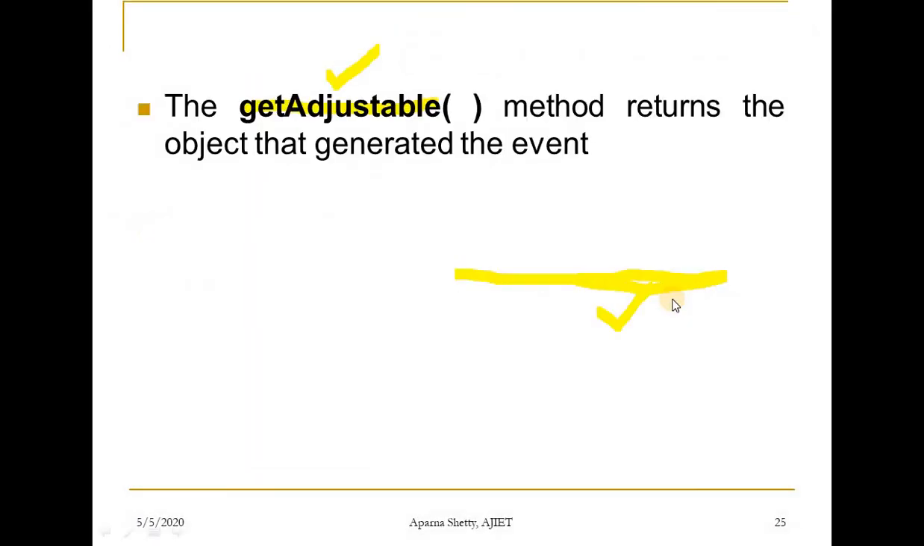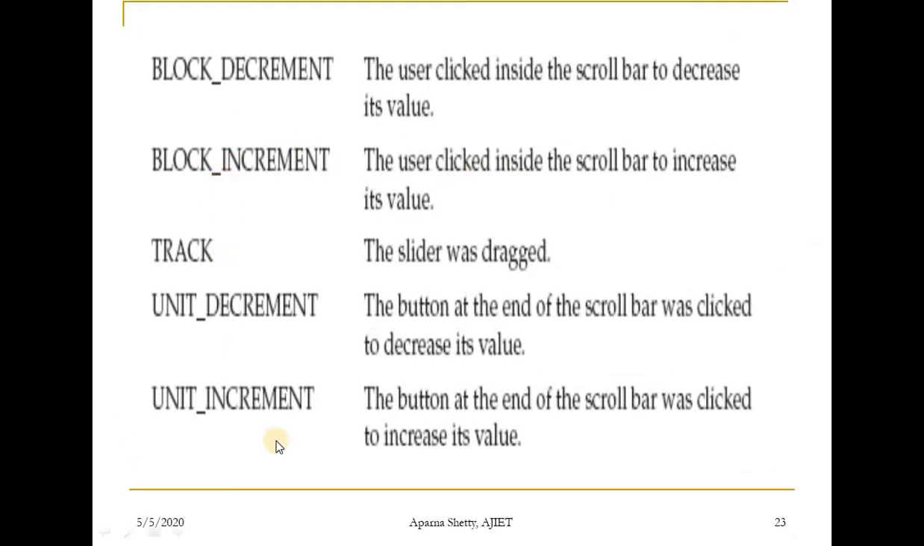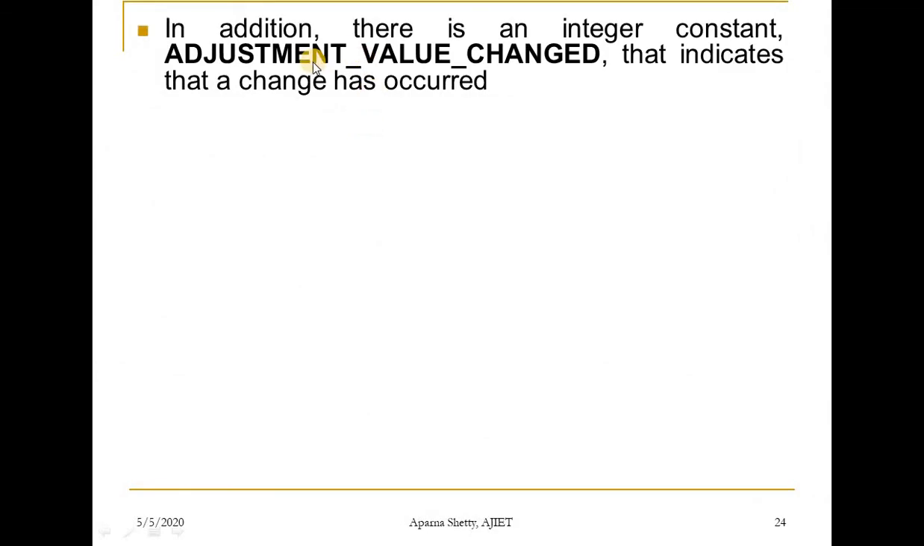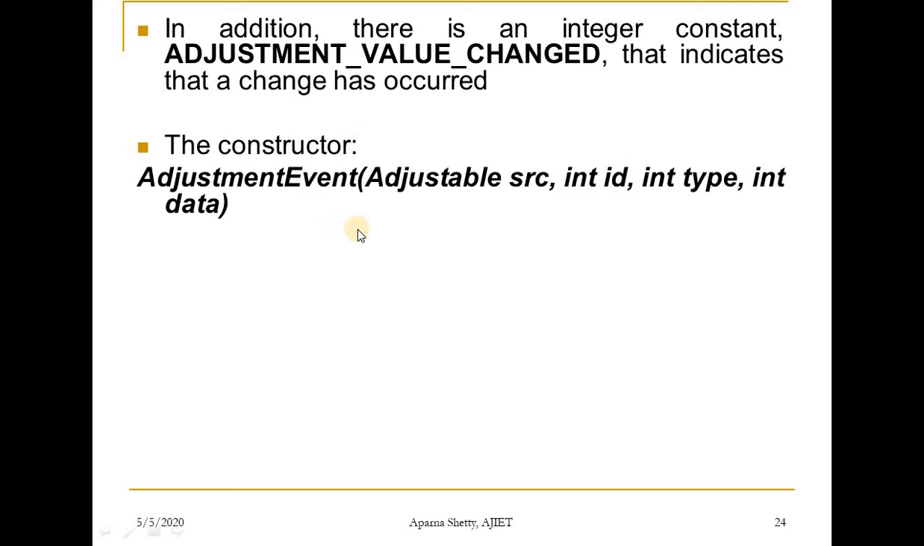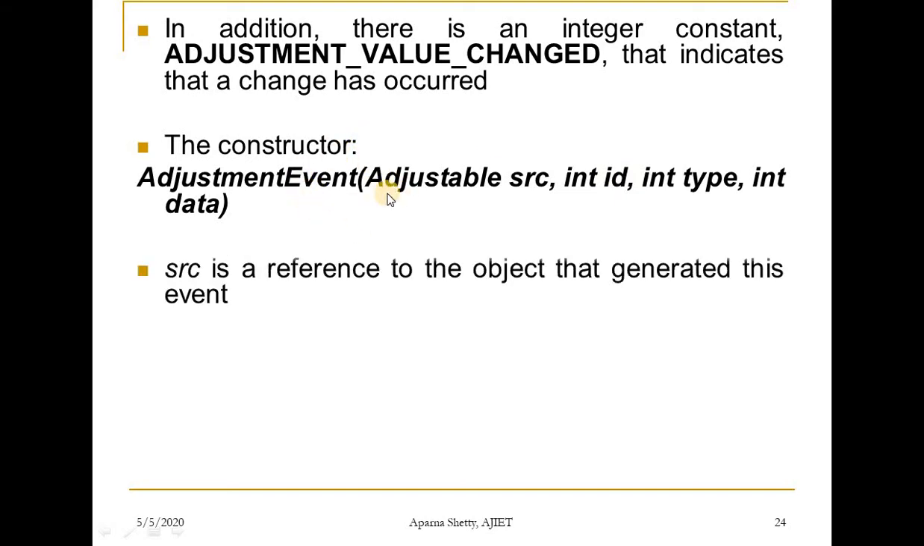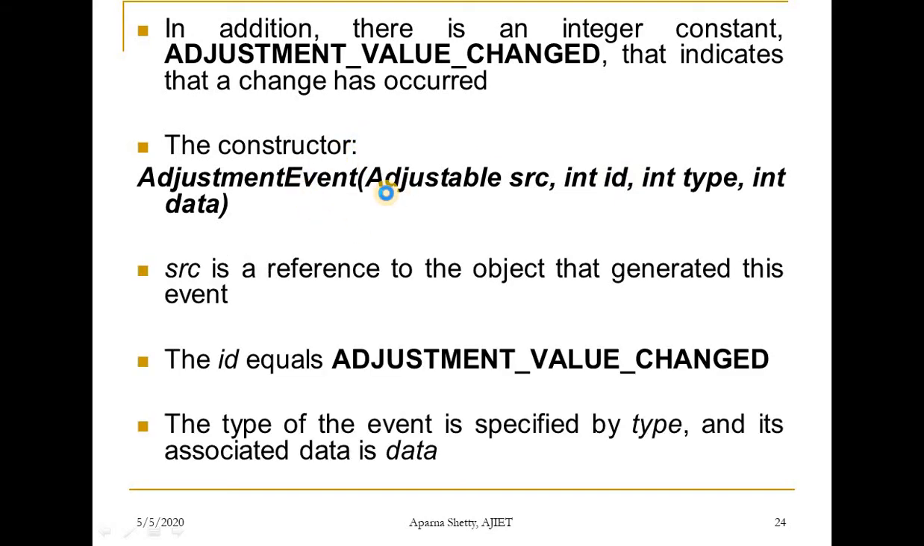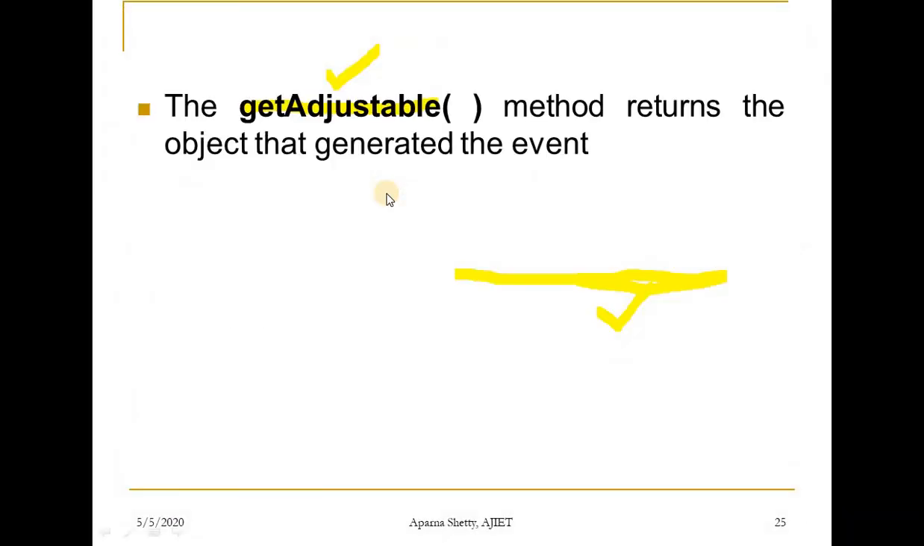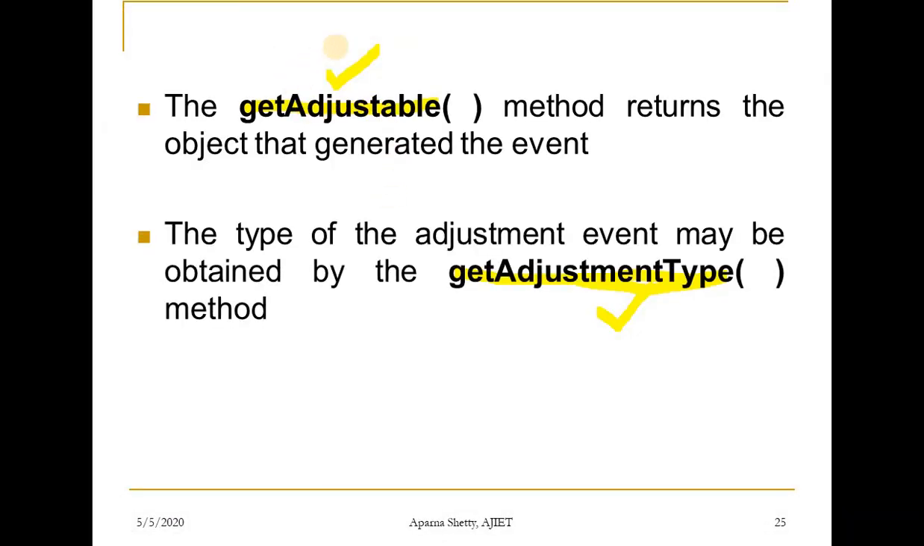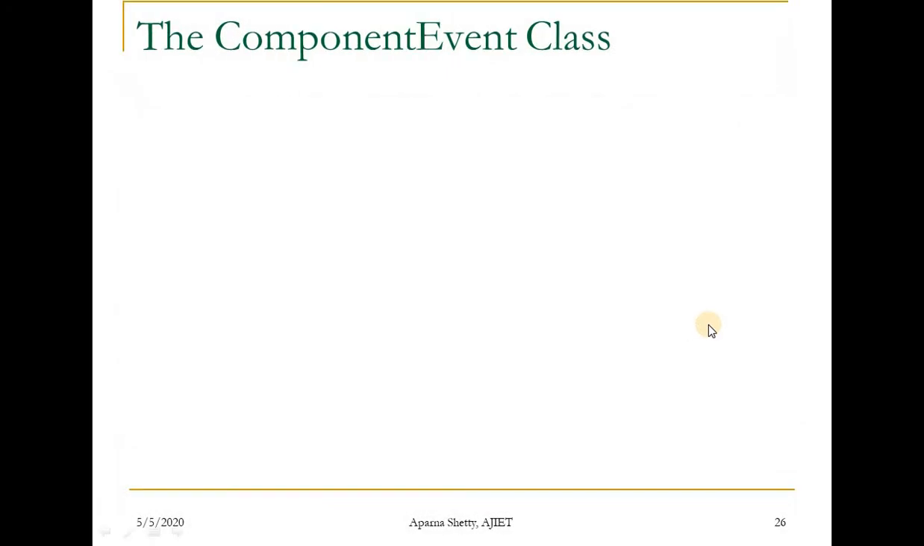So that was about the adjustment event class. We saw the integer constants in the adjustment event class. We saw one more integer constant, that is adjustment value changed. We saw the constructor of the adjustment event class. And finally, we saw the two methods in the adjustment event class, that is the getAdjustable method and the getAdjustmentType method. Let us go for the next type of event class, the component event class.